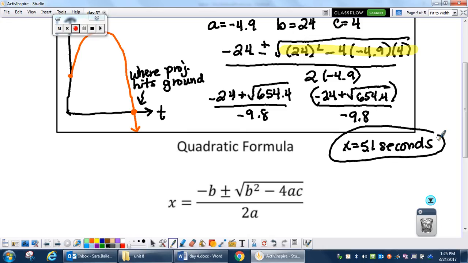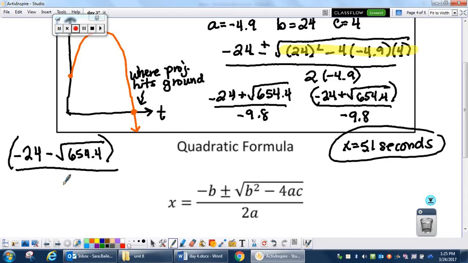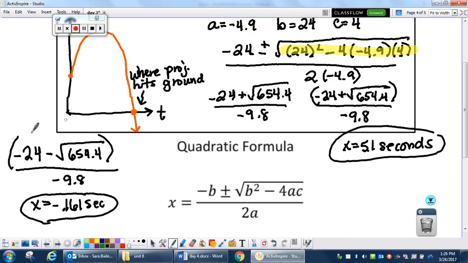So if it was a regular problem, you would do the opposite of 24 minus the square root of 654.4. I would be putting that in parentheses, all over negative 9.8, and that should be giving you x equals negative 0.161 seconds, which in this case we don't really need because we can't have negative time. Okay, so you can just cross that out if you want.